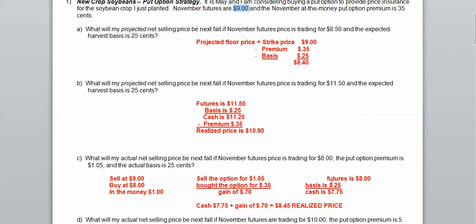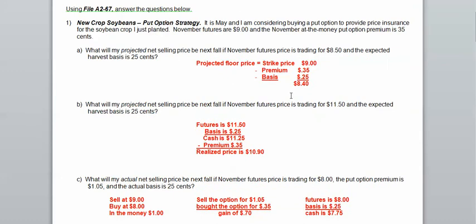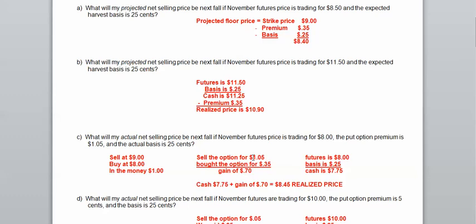So this is going to sound confusing. It's really not that bad. Well, let's take a look here. We sell this option at 9. We could sell at $9. We could buy at $8. We're in the money $1. Okay, that's what I already said. But we realized that the option's selling for $1.05, so we're going to go ahead and sell the option for $1.05. Remember that we originally paid 35 cents for the option. The premium was 35 cents when we bought it. So we sell the option for $1.05. We originally paid 35 cents for it, so that was a gain of 70 cents a bushel.